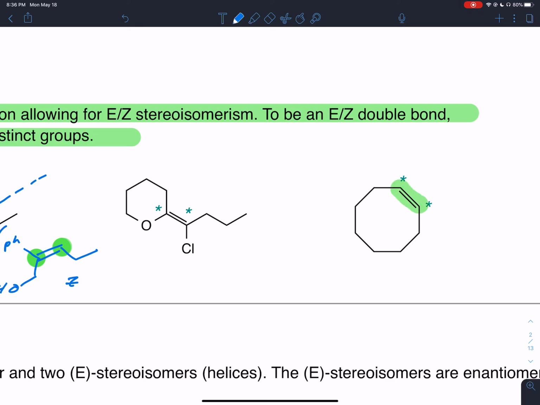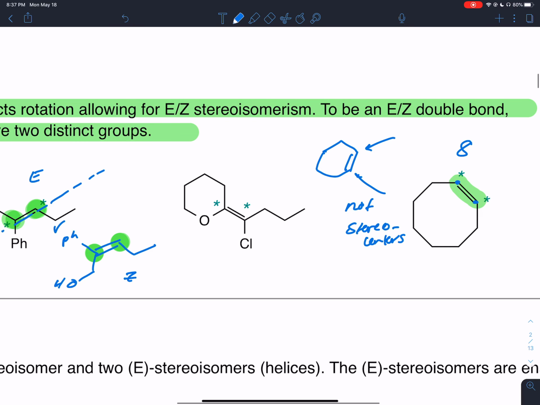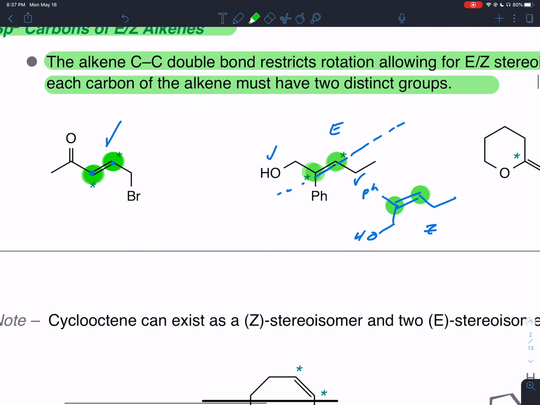So it's really important to think about this, and one funky exception that is good to know is cyclooctene. This is an 8-membered ring, cyclooctene. These carbons here are considered stereocenters. In a 6-membered ring, these two carbons of the double bond are not stereocenters. I will be making a separate video on why these are considered stereocenters, but note that is a funky instance of where we can see EZ isomerism. That is not the case for a 6-membered ring or a 5 or a 3 or a 4-membered ring or even a 7-membered ring.